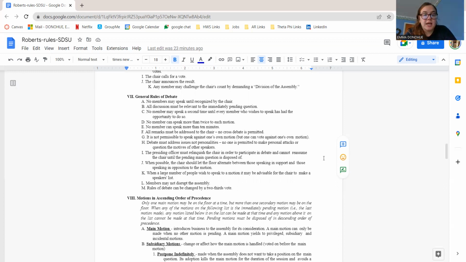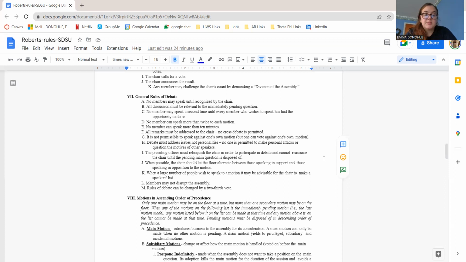It is not permissible to speak against one's own motion, but one can vote against one's own motion. Debate must address issues, not personalities. No one is permitted to make personal attacks or question the motives of the other speakers. The presiding officer must relinquish the chair in order to participate in the debate and cannot reassume the chair until the pending main question is disposed of. When possible, the chair should let the floor alternate between those speaking in support and those speaking in opposition to the motion. When a large number of people wish to speak to a motion, it may be advisable for the chair to make a speakers list.